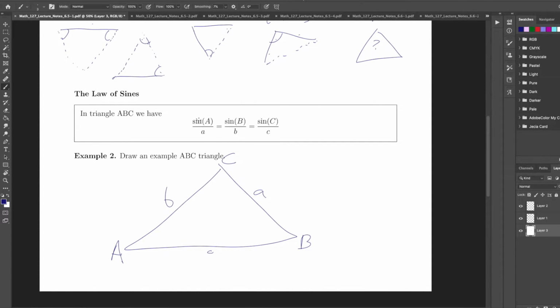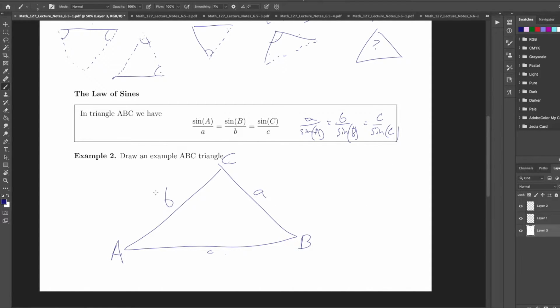So what does law of sines say? The law of sines says the ratio of this angle to this side is equal to the ratio of this angle to this side, which is equal to the ratio of this angle to this side. When we have this, we can also write it upside down. Notice that this is sine of A over a equal to sine of B over b, which is equal to sine of C over c. So if the ratio is correct one way, it'll be correct the other way. All right?